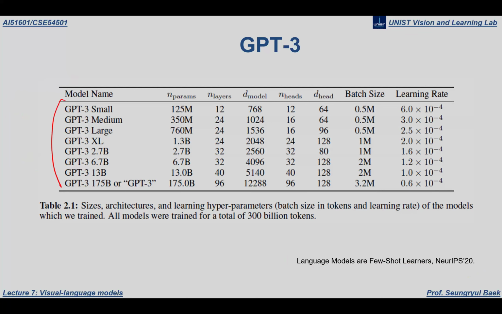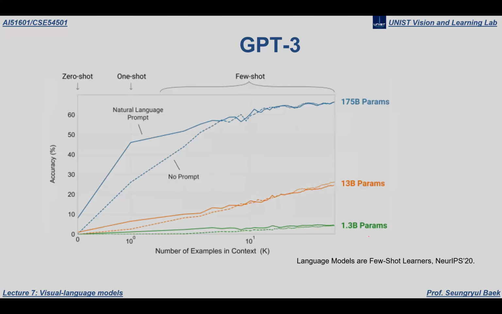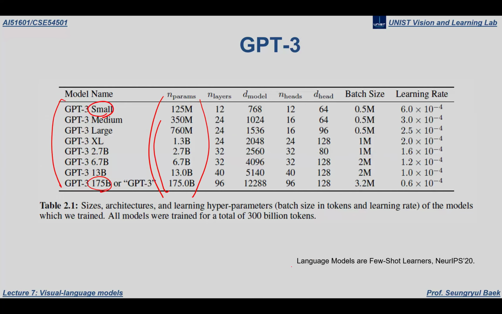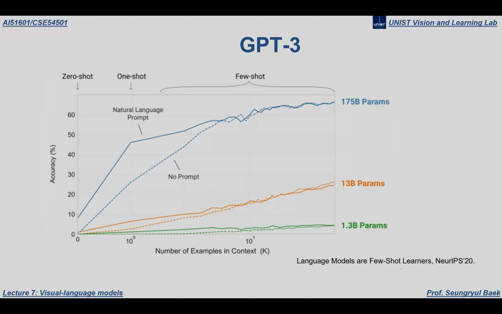So GPT-3 has a lot of variants. From small architectures to the largest architecture, depending on how the transformers are arranged, the number of parameters varies. This is the smallest architecture, and this is the largest GPT-3 architecture.